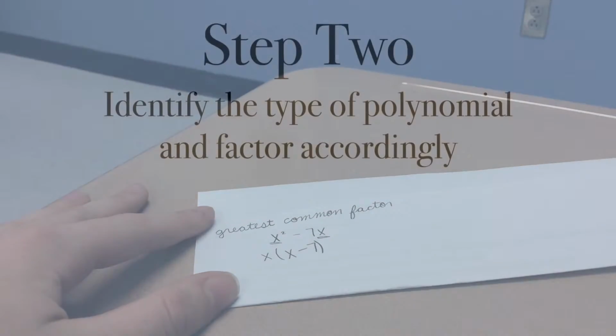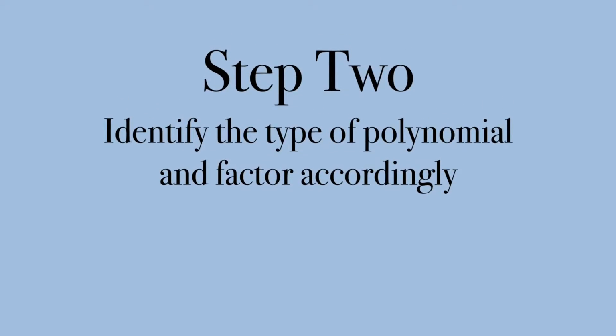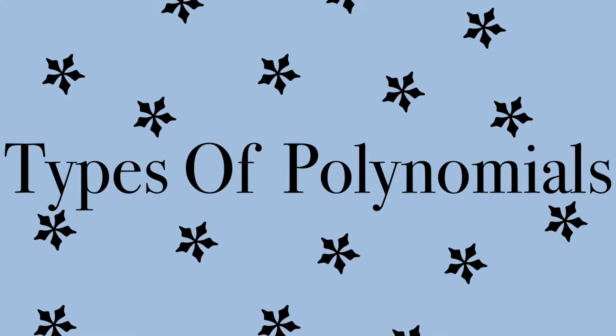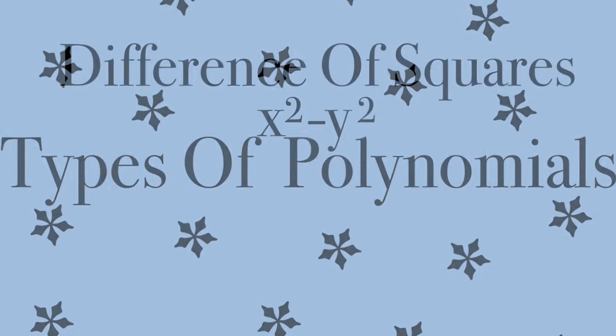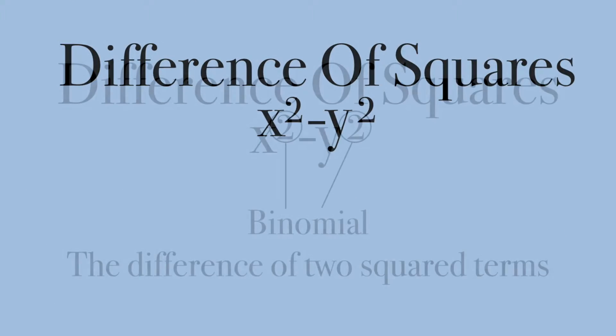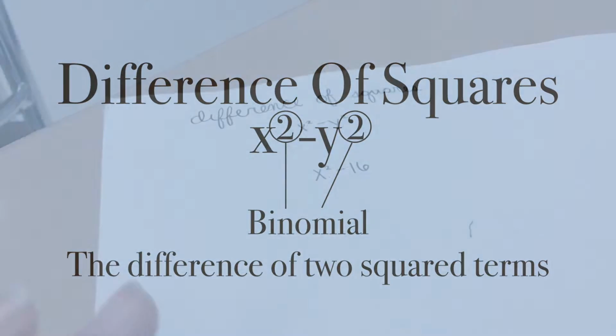The next step is to identify the kind of polynomial you're working with because each can be factored a different way. There are several different kinds of polynomials, including the difference of squares. Difference of squares is essentially the difference of two squared terms.